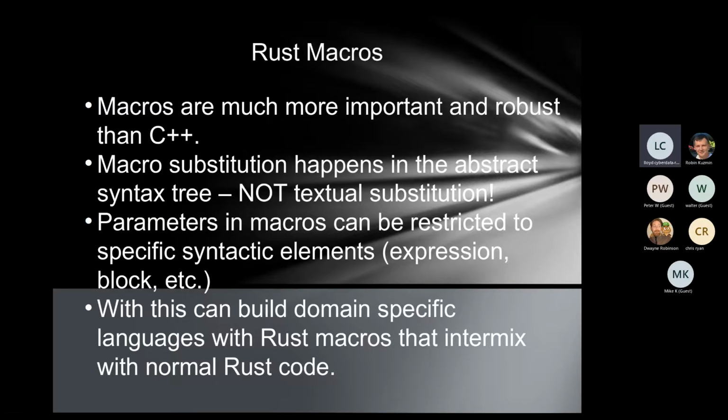So what that means is when you put a parameter in your macro, you can restrict it to being a specific syntax element, an expression, a block, a constant, a literal, so forth. So you can say only this type of syntax element can go here. And that actually eliminates, as far as I can tell, all of the ambiguity that can crop up with the macro substitution in C and C++.